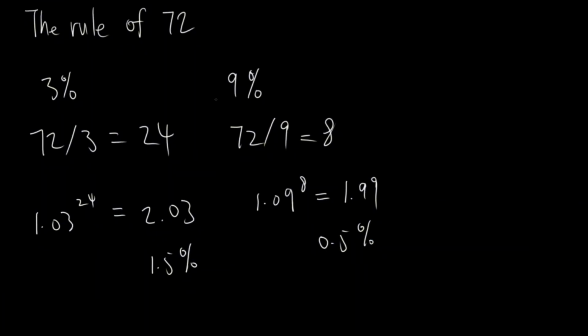It also works the other way around. Let's say your kids go to college in 12 years, and you want your investment to double by then. So you want to know what annual rate of return would enable you to double your investment in 12 years. And you will take 72 and divide it by 12. It is equal to 6.